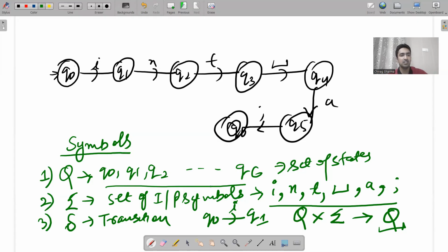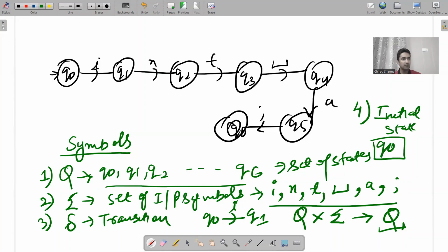So it means we are changing. Obviously, Q5 we've given semicolon, we go to Q6. So the fourth important symbol is initial state. You start, you go to any particular state, initial state. Initial state means I'm going to start. So obviously I have start from Q0. So that is my fourth symbol.